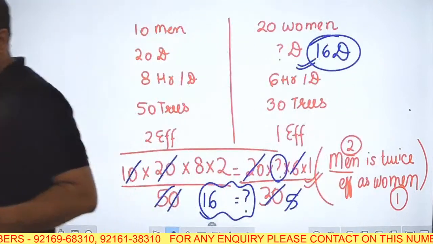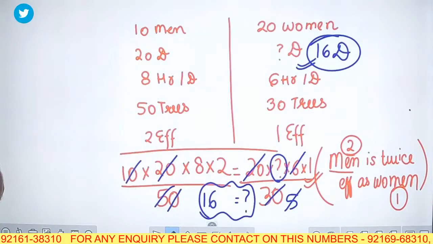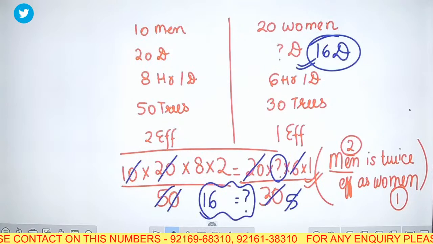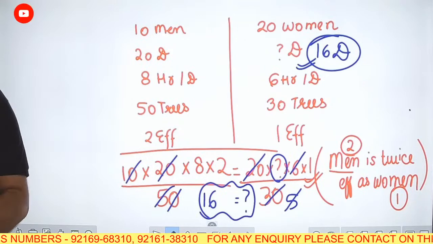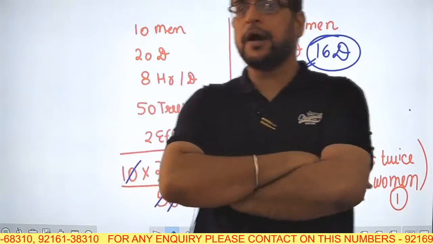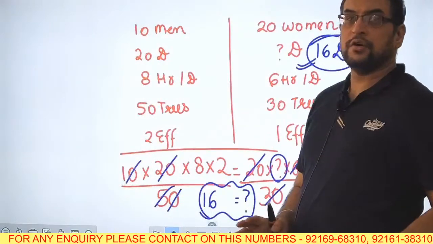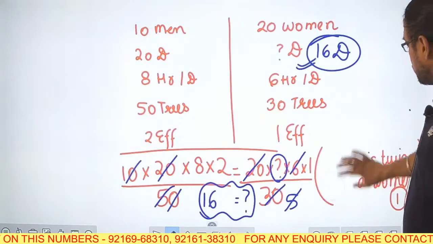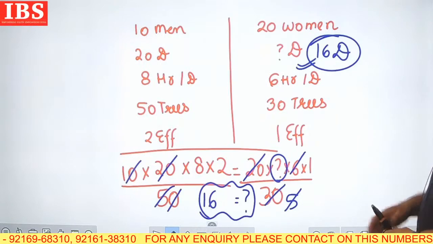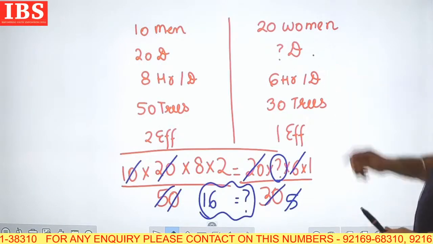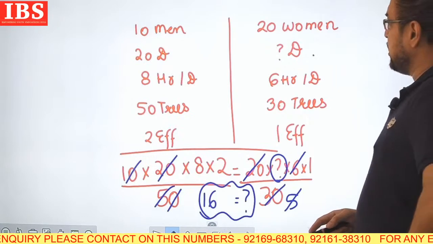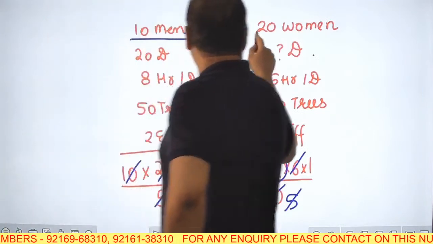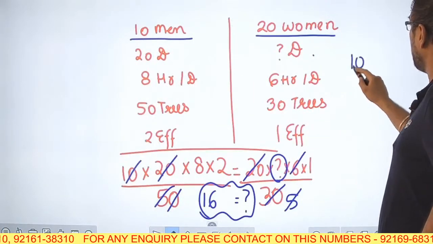In this manner we will be able to solve such kind of question with the help of this formula, which says that M1 D1 H1 E1 by W1 is always a constant. This is a formula that we can use, but we will not use it in this manner. Let's see how we will use it. We need to calculate the value of days. Firstly, you write down 10 men and 20 women, so 10 upon 20.